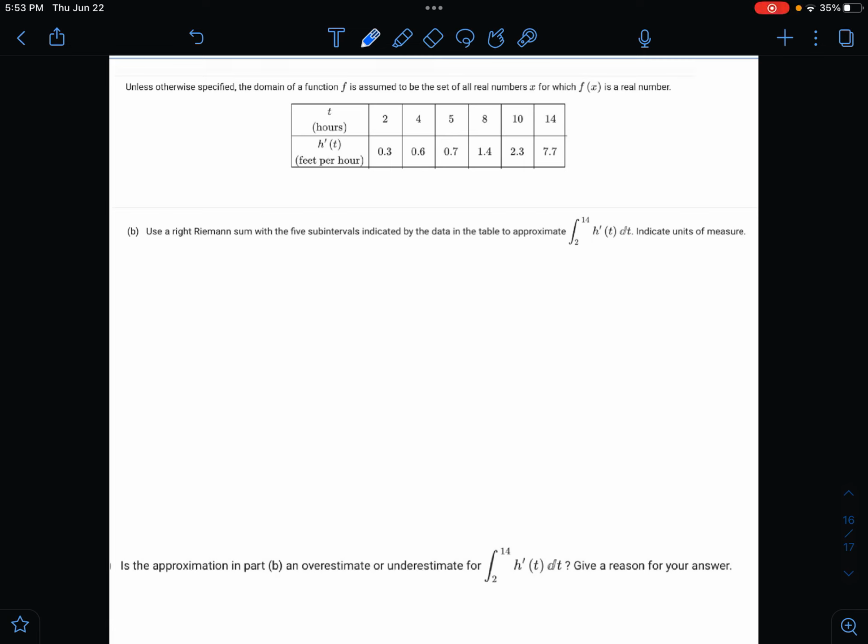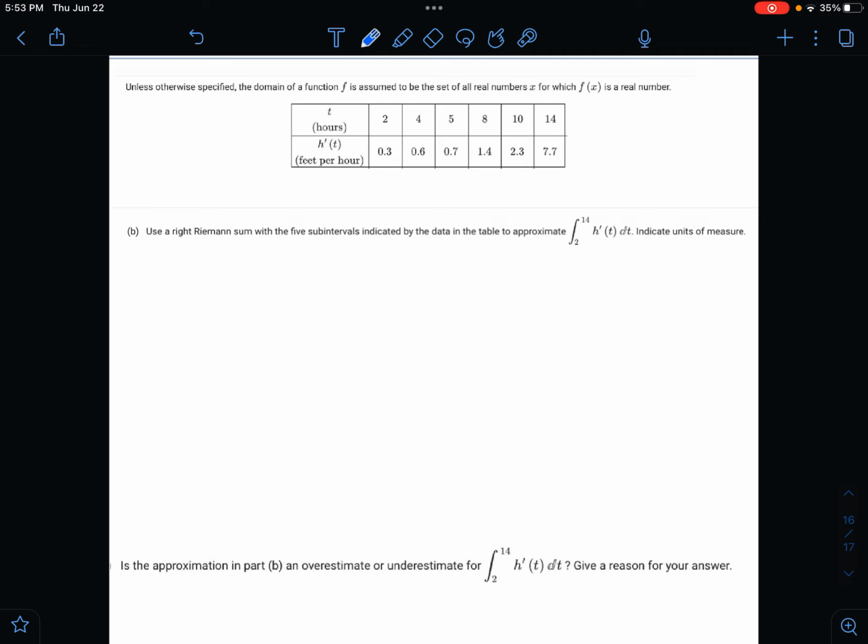In this video, I'll be going over how to solve a right Riemann sum problem and a left Riemann sum problem. So first, let's go over the first question. It shows us this table, and it says, unless otherwise noted, the domain of function f is assumed to be the set of all real numbers x for which f of x is a real number. Right? So now let's go to b, given that information.